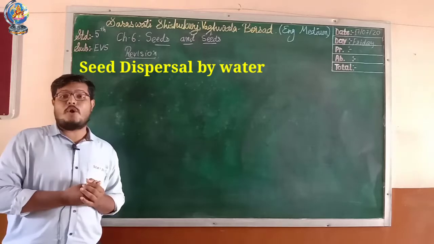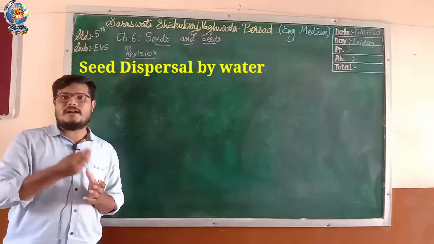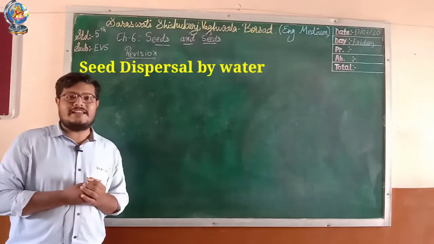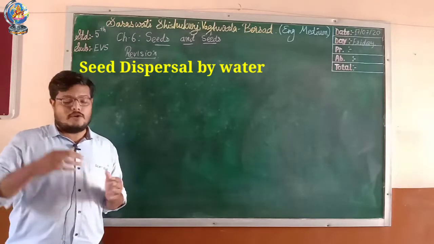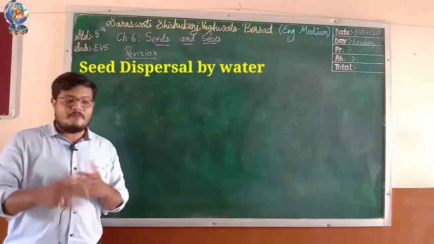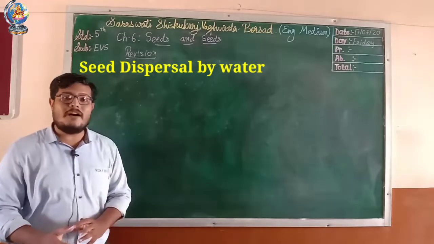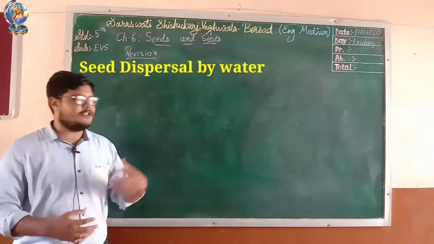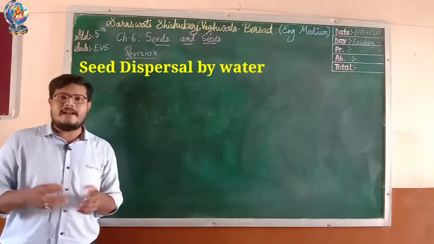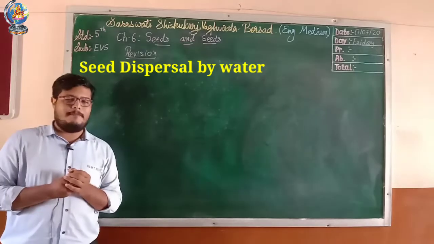Another example is the yellow water lily, and also mangroves. These kinds of plants and their seeds are dispersed by water. Look, waves are created in rivers and oceans, right? With those waves, they travel from one land to another, from one place to another, and when they get enough warmth, water, and air, they will grow in that place, right?